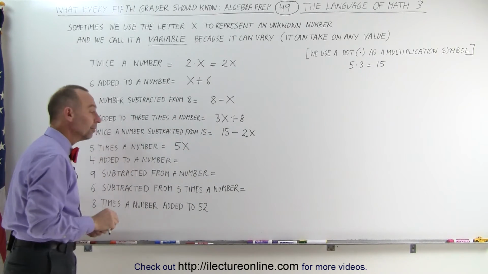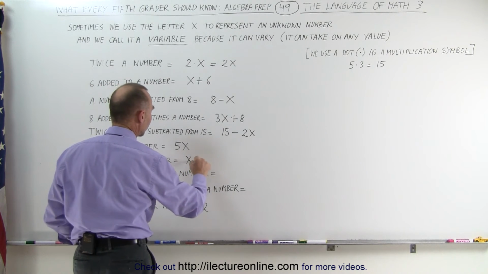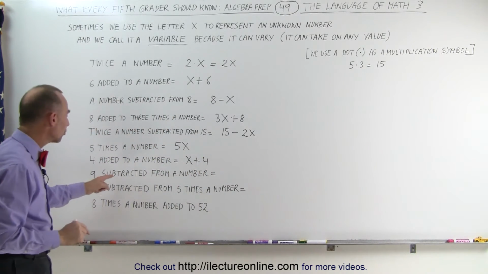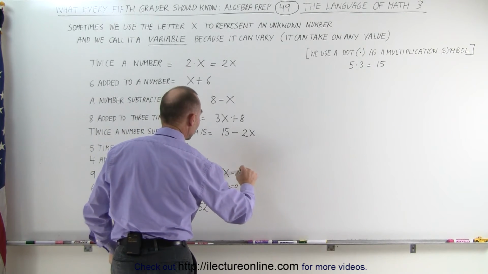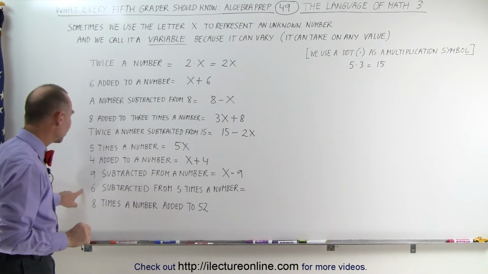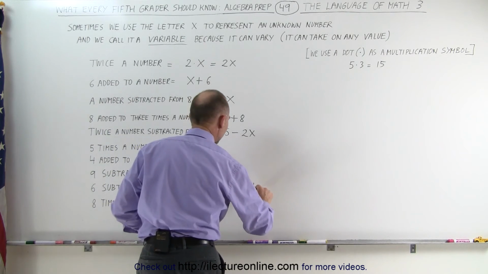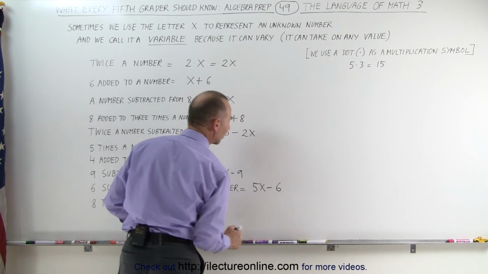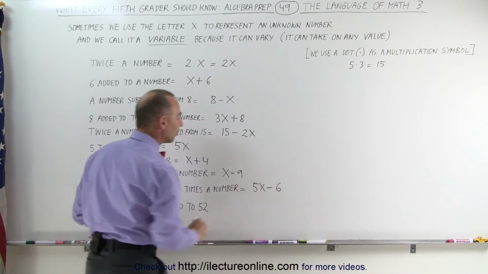4 added to a number, so we have an unknown number x, we add 4 to that, we write x plus 4, 4 added to the unknown number x. 9 subtracted from a number, well, the unknown number is x. We're going to subtract 9 from that, which means 9 subtracted from the unknown number x. 6 subtracted from 5 times a number. 5 times a number would be 5x. And then we subtract 6 from that, so write 5x minus 6. This means 6 subtracted from 5 times an unknown number.